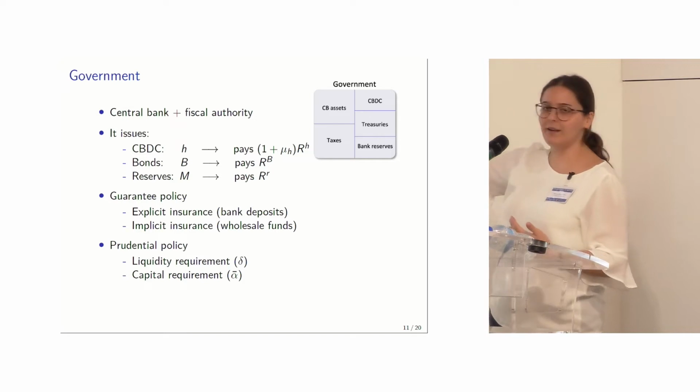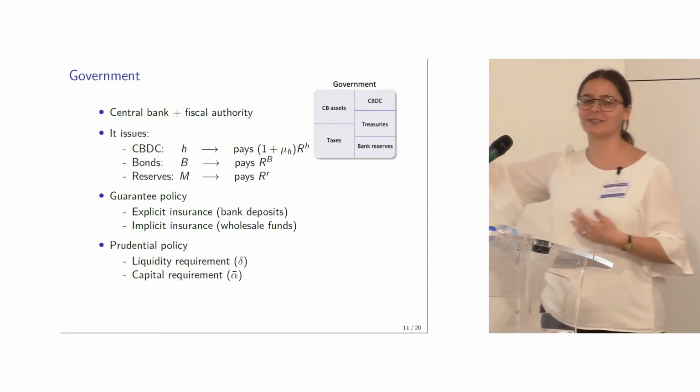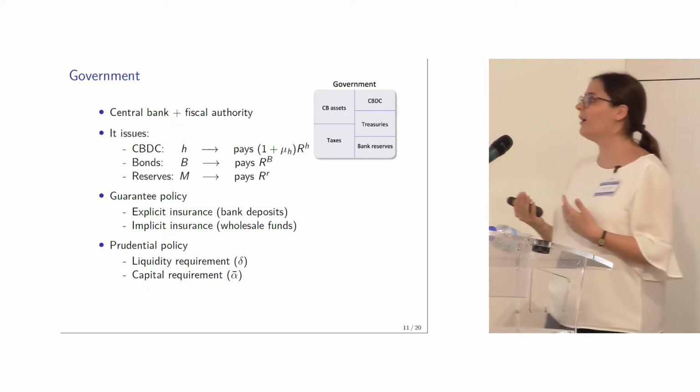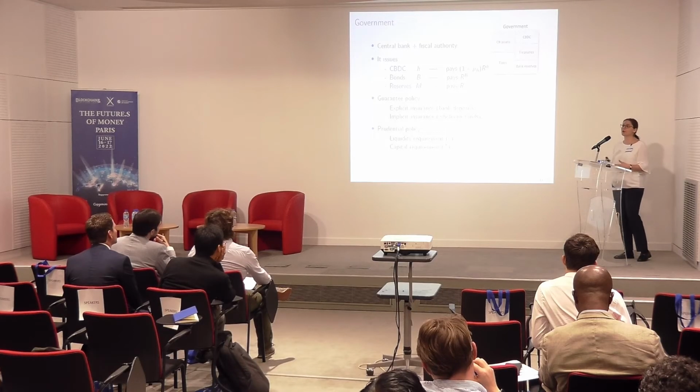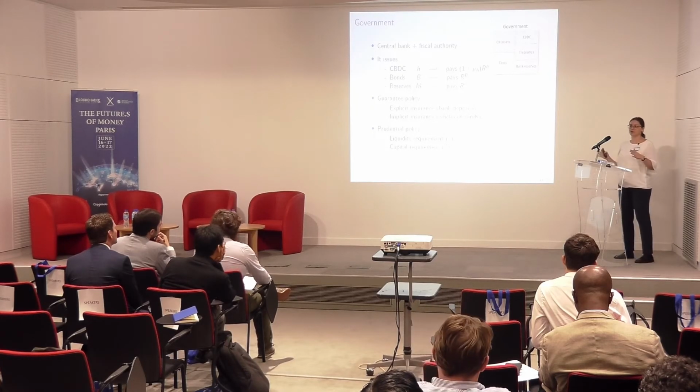And here we connect to the question that we had before on bank runs. We assume an explicit insurance on bank deposits and an implicit one on wholesale funds so that we avoid bank runs in our model. We just want to avoid them because it's not the focus of the paper. We can relax the hypothesis and change the research question.